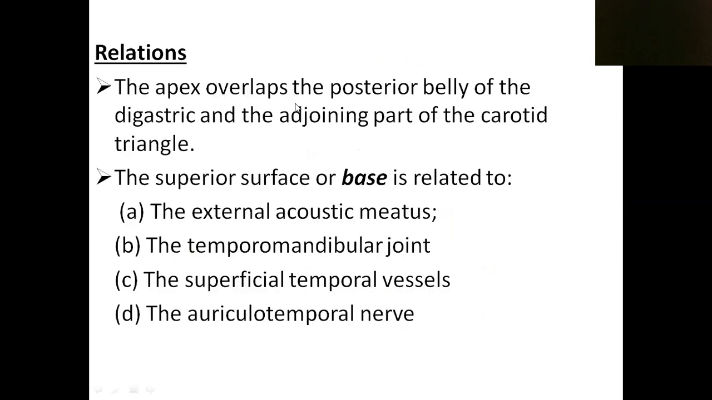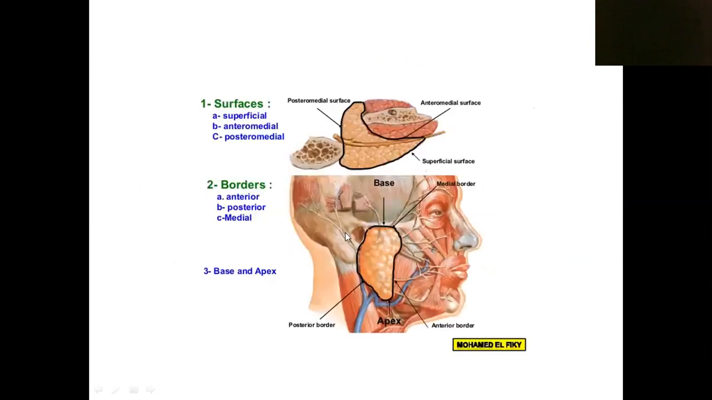So the apex crosses the posterior belly of digastric and reaches the carotid triangle. Now we are going to see the base. The base is related to the external acoustic meatus, temporomandibular joint, superficial temporal vessels, and auriculotemporal nerve. See, this is the base.